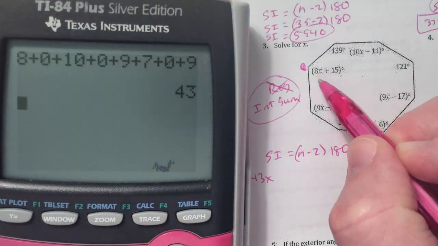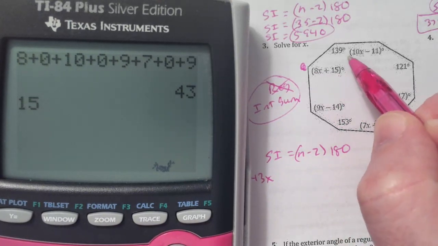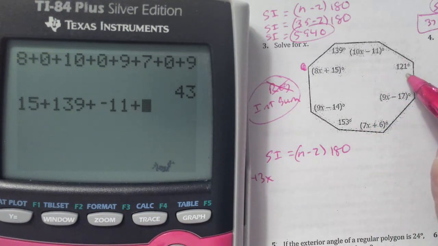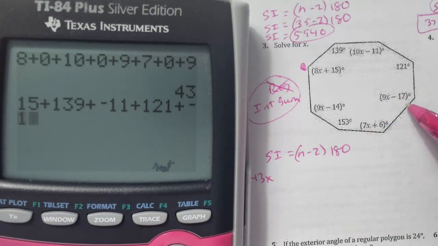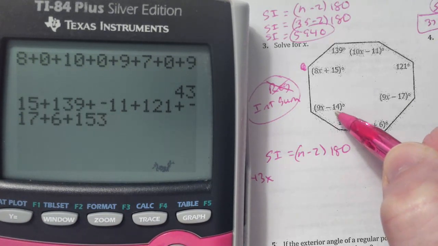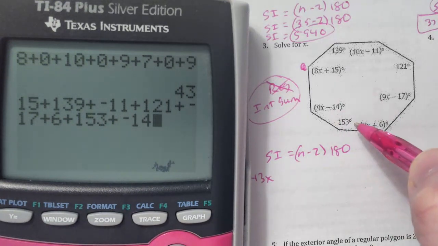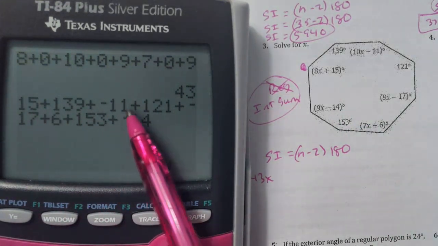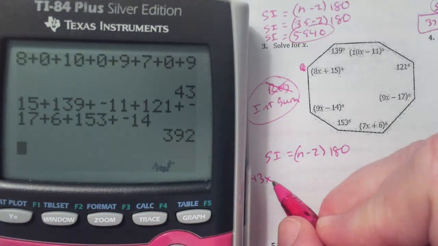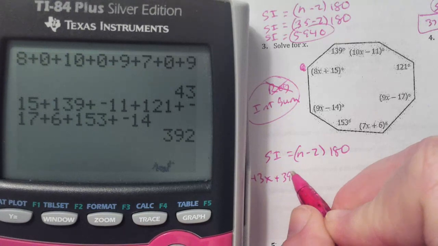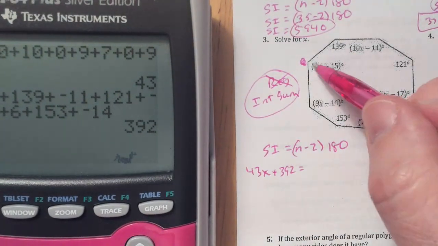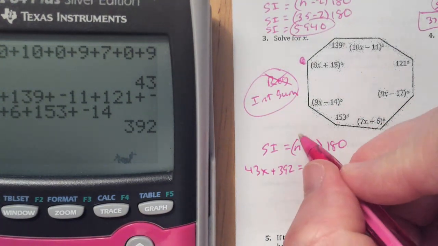All right, so starting at this dot, we're going to go 15 plus that 139 plus negative 11 plus 121 plus negative 17 plus 6 plus 153 plus negative 14, and I made it back home. And that's 1, 2, 3, 4, 5, 6, 7, 8. And I did say there were 8. So that is a positive 392 is equal to, now n, how many sides were there? 1, 2, 3, 4, 5, 6, 7, 8. So we said 8 earlier.